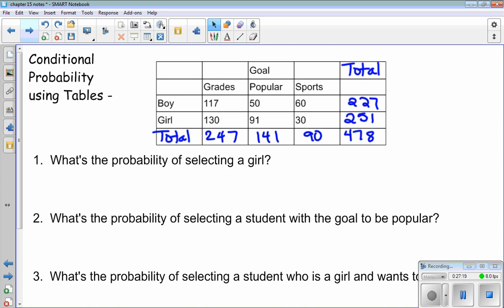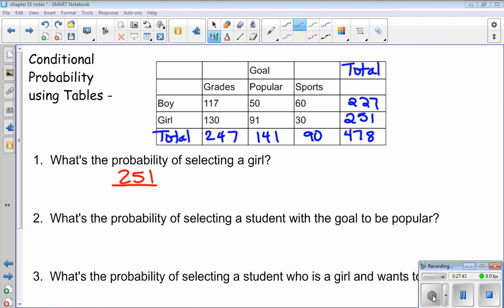Alright, so copy it down. So, this is kind of like what we did for homework, at least the first couple of questions, but we have to be careful about the way that it's worded. And we did this type of stuff before, I just didn't call it conditional probabilities, okay? Probability of selecting a girl. So what would the numbers be? Let's leave them as numbers, not change. Let's leave them as a fraction. Let's not change them to decimals so we can see where they're coming from. There. Divided by? Perfect. Okay, exactly. Probability of selecting a student with the goal to be popular.